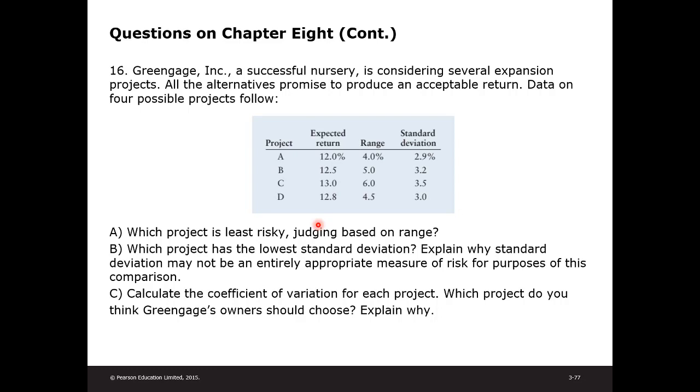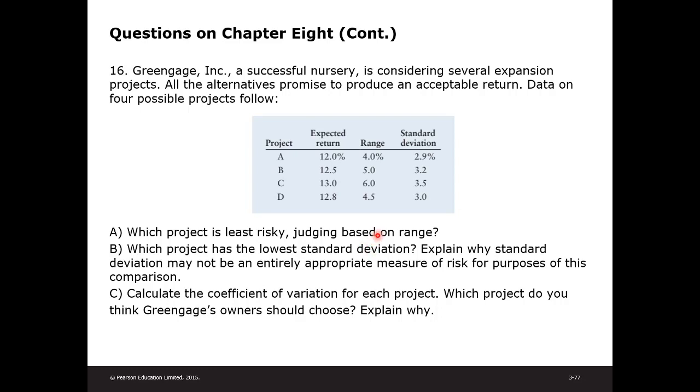Greenwood Inc., a successful nursery, is considering several expansion projects. All the alternatives promise to produce an acceptable return. Data on four possible projects are as follows: Project A, B, C, and D, giving each one its corresponding expected return, the range between the optimistic scenario and the pessimistic scenario, and then we have the standard deviation for each of the expected returns. Okay, the first question, which project is least risky, judging based on the range?